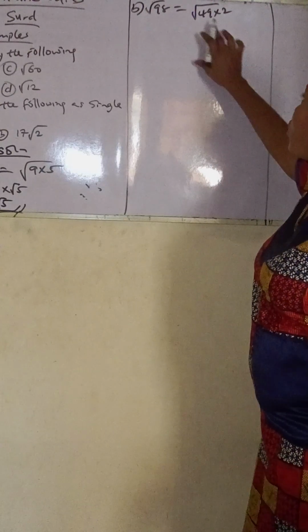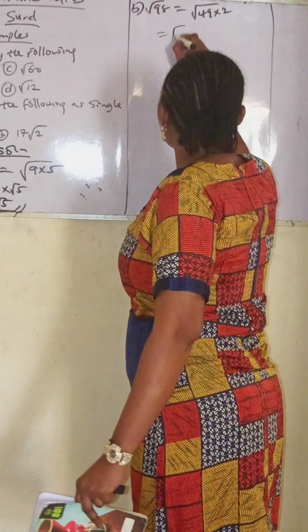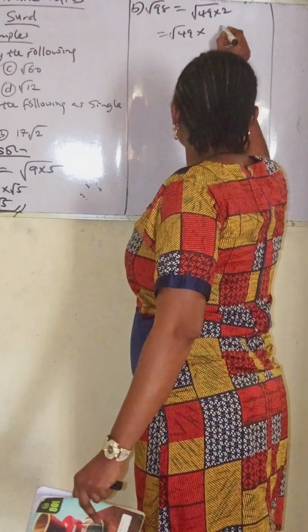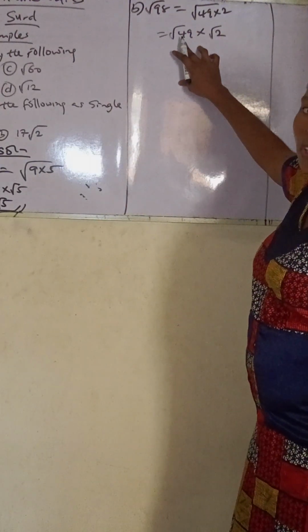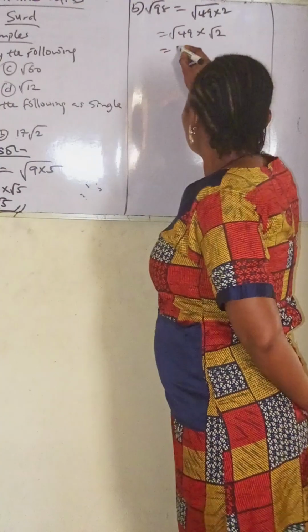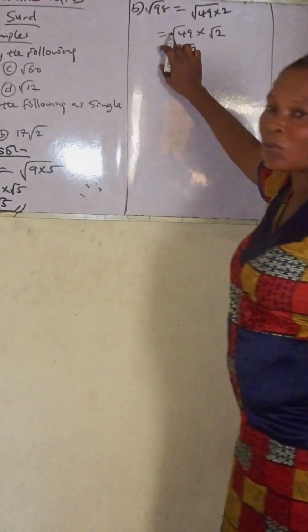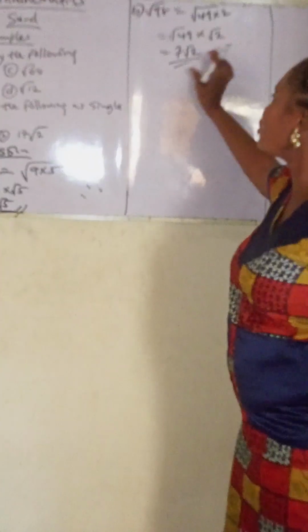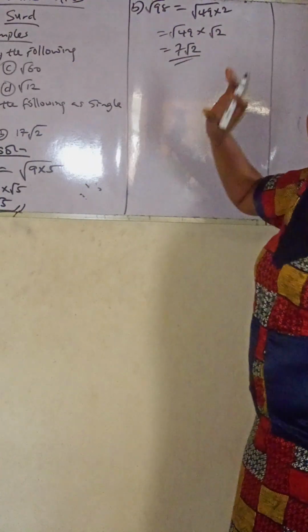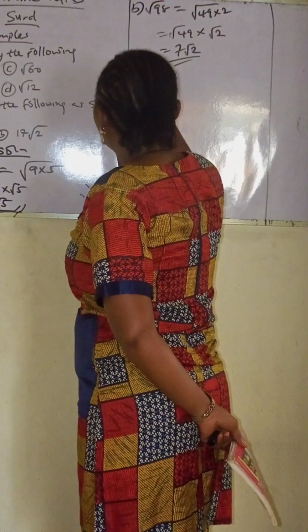Next we split each of these numbers into their various roots. So I'm going to write root 49 times root 2. The square root of 49 will give us 7, so 7 root 2. Once you have gotten the square root of the first number, attach the second number that has the root to it. That becomes your answer.